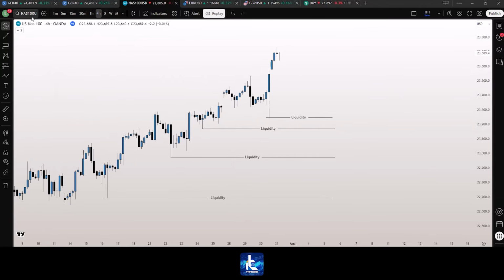Now let's see how this model was implemented on the NASDAQ. The first thing to pay attention to is the trend. Almost no one talks about this, but this is the key to understanding the entire model. On the NASDAQ, the trend is clearly upward, and there's a large accumulation of liquidity on the chart in areas where sellers' stops accumulate one after another.